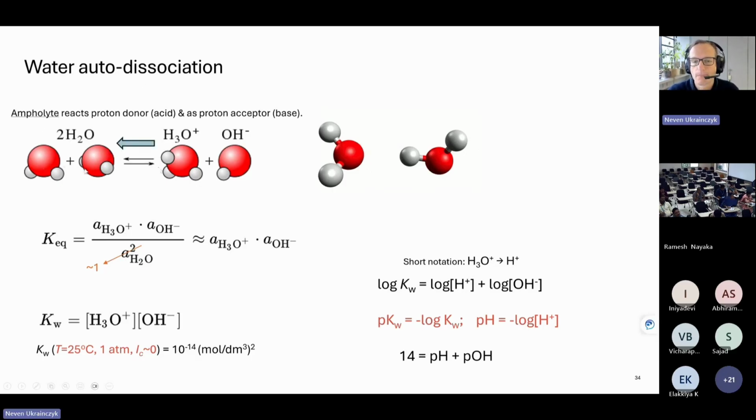Basically, when two water molecules hit each other, there is always a very small amount of H+ even in neutral water, and this is why we have pH 7. I will explain how you can calculate this here. Why pH 7? What does it mean? The pH means the negative logarithm of H+.